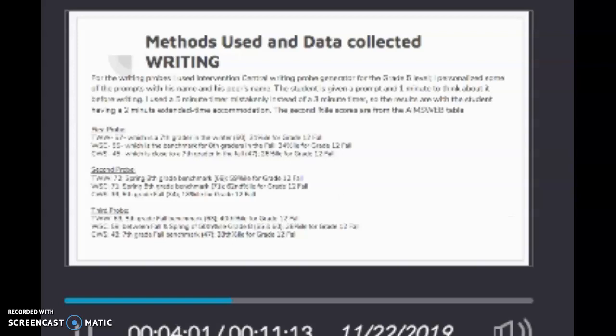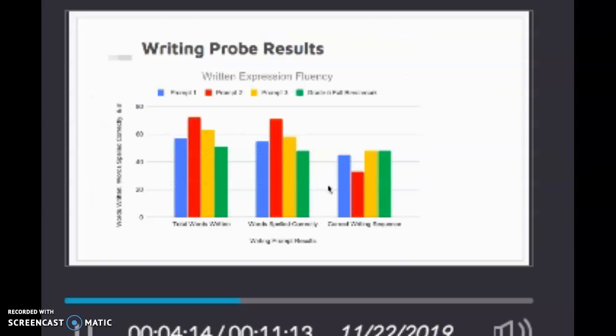Because I used a 5-minute timer, the student scored off the chart on the Intervention Central website. I had to use the table in our Overton textbook because it went through the 8th grade. These are the results of his writing probes. The green bar is the grade 5 fall benchmark.